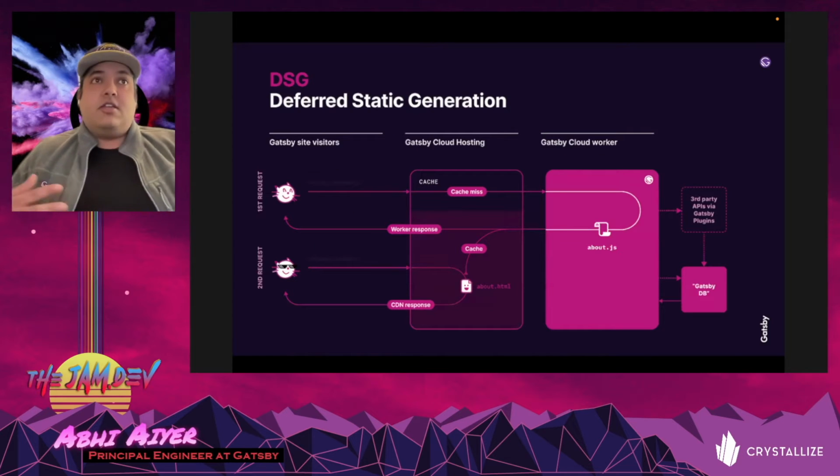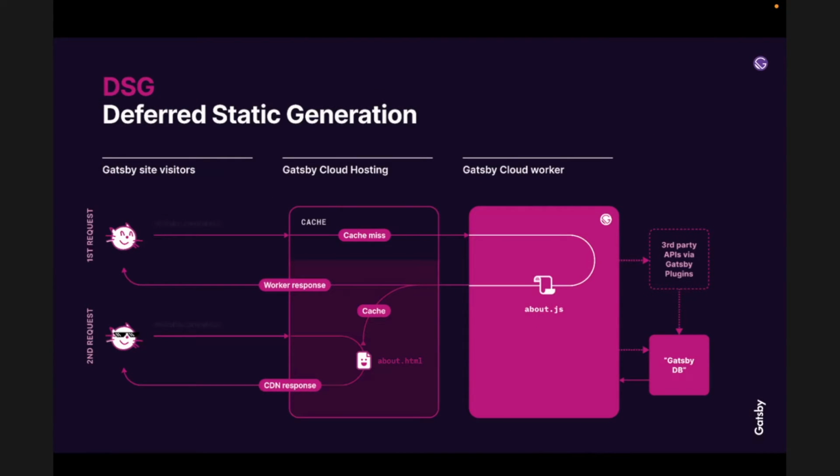So in DSG, the first request is a cache miss. Just like with anything else, we send that request to the Gatsby Cloud worker. It'll leverage the Gatsby DB to run any page queries it needs to fulfill the data of the page, right? And once the page is generated, it gets sent back to the user immediately. In the background, we store all the generated files from building that page in our cloud storage. So after this first run, it's essentially an SSG page again.